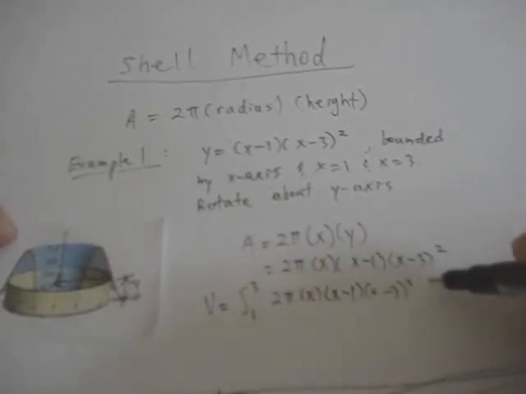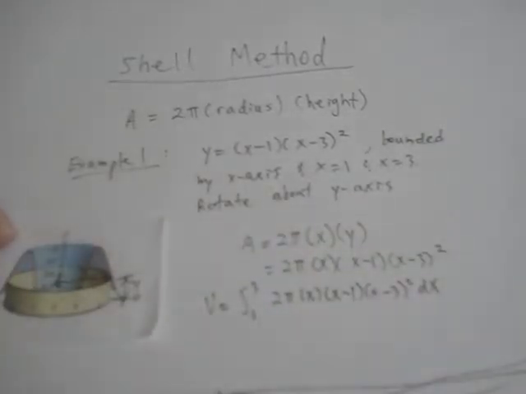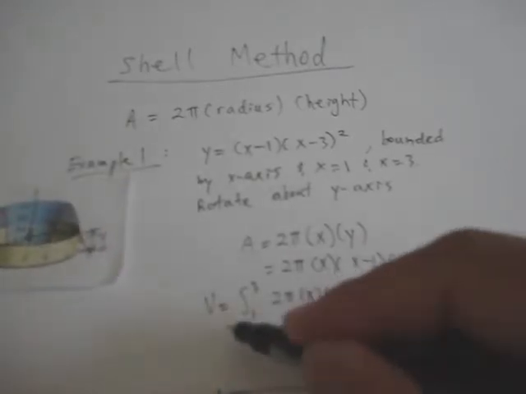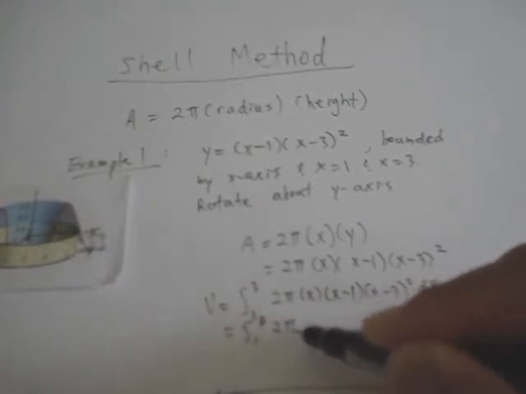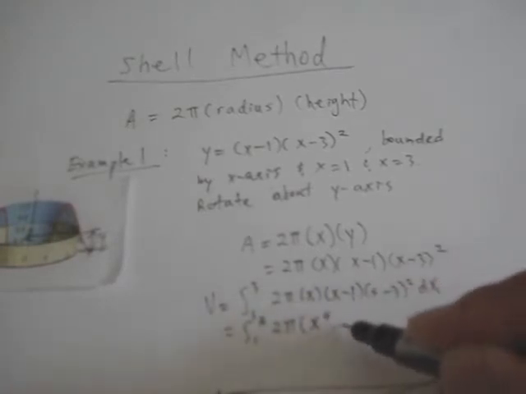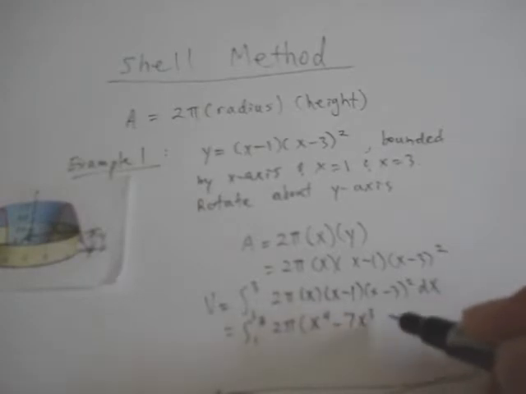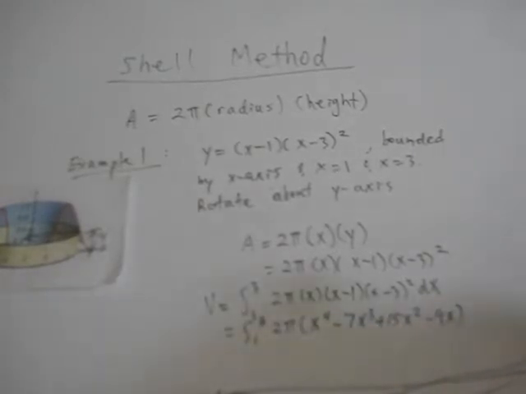x minus 3 squared dx. Now, when you solve it, well, let's expand out these quantities. You get 2 pi times x to the 4th minus 7x cubed plus 15x squared minus 9x. Now when you integrate this, you will get a volume of, let's see, I solved it earlier.